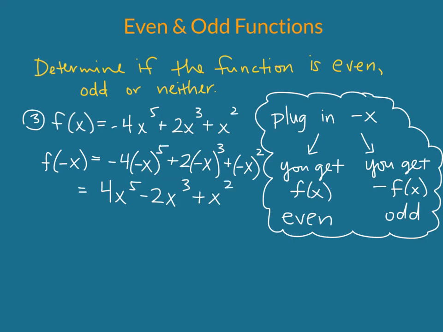All right, let's see. Did we end up with the exact same function? A negative, nope, we did not. We did not end up with the exact same function, so it's not even. Did we end up with the exact opposite function? Well, this term's opposite, but this term was the same. We didn't end up with f of x, nor did we end up with negative f of x in the end. So this is neither even nor odd.